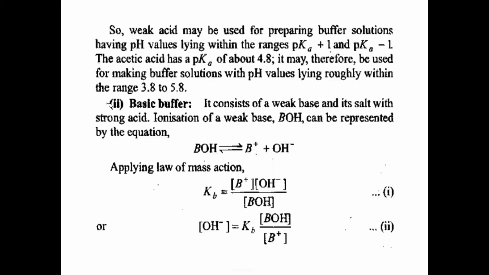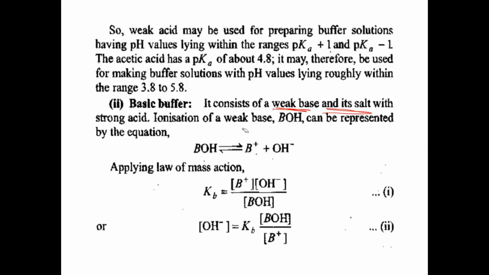Basic buffer. So this basic buffer is made up of what? It consists of a weak base and its salt with a strong acid. A weak base and its salt with a strong acid will form a basic buffer. And the acidic buffer is formed by a weak acid and its salt with a strong base. But the basic buffer is made up of a weak base and its salt with a strong acid.